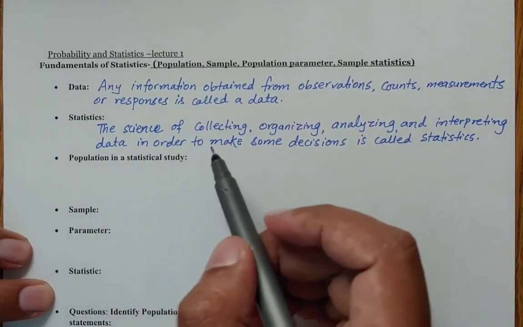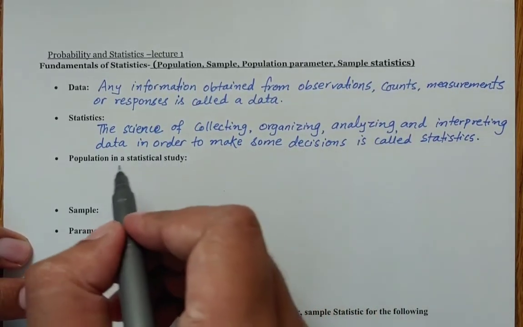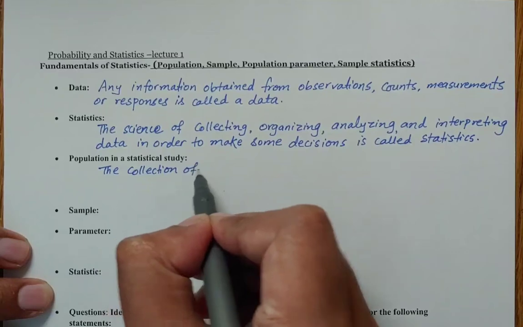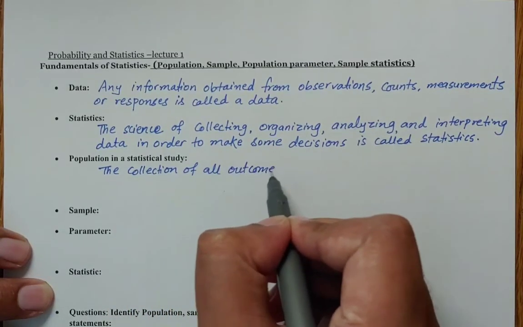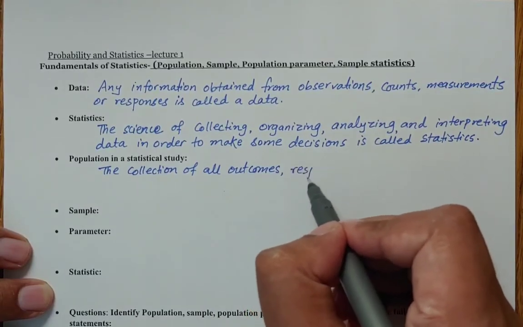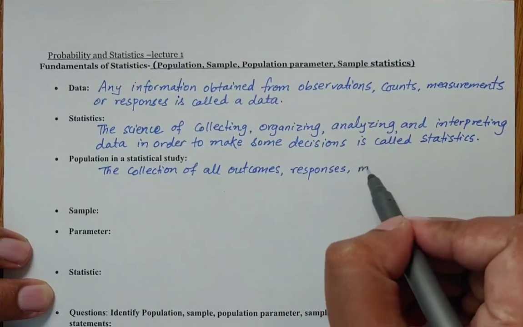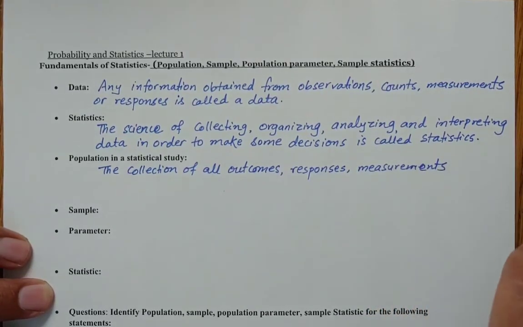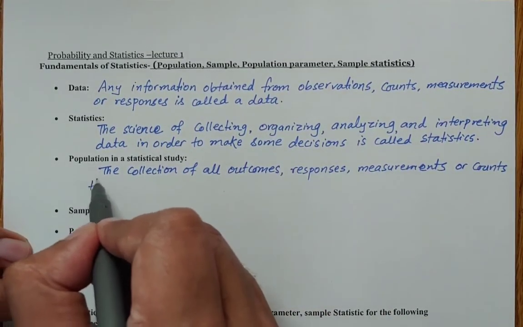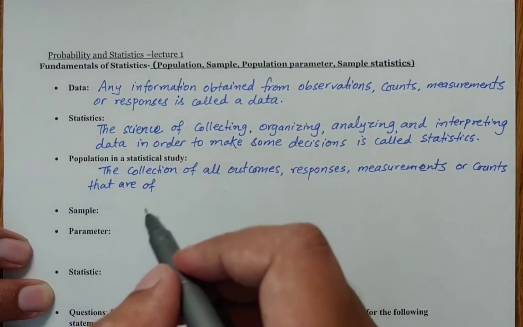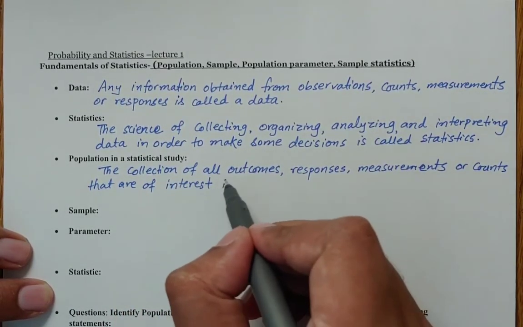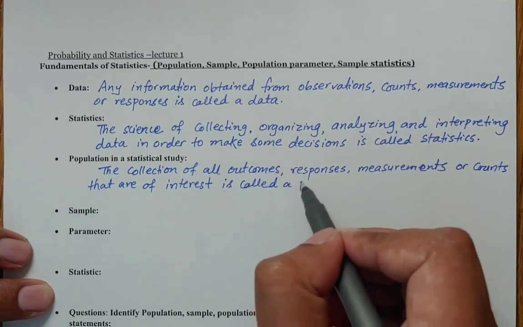So let's write the definition. The population is the collection of all outcomes, responses, measurements, or counts that are of interest.